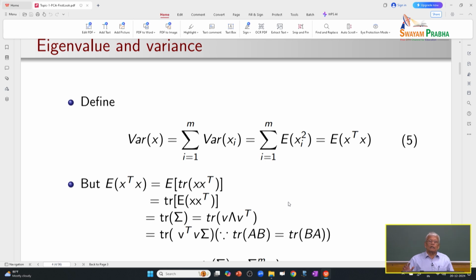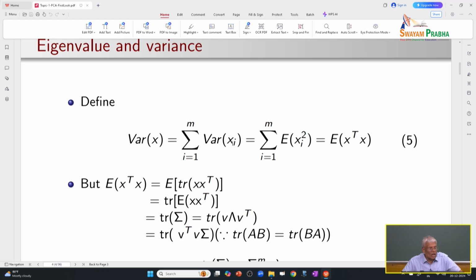Now, when x is a random vector, there are two quantities I already talked about in the early part of today's lecture. I can talk about the covariance matrix of x. I can also talk about the total variance of x. The total variance is equal to the sum of the variances of the components. So, variance of a scalar random variable, covariance of a random vector, and the total variance of a random vector. The total variance of a random vector is equal to the sum of the variances of the m components xi.